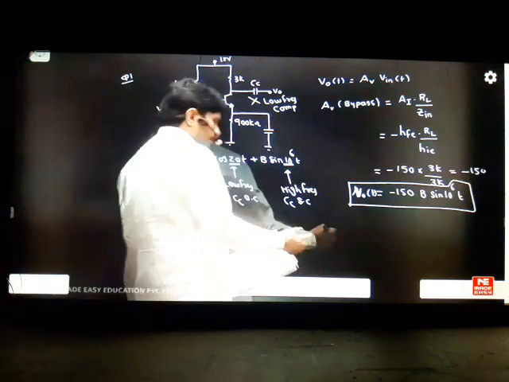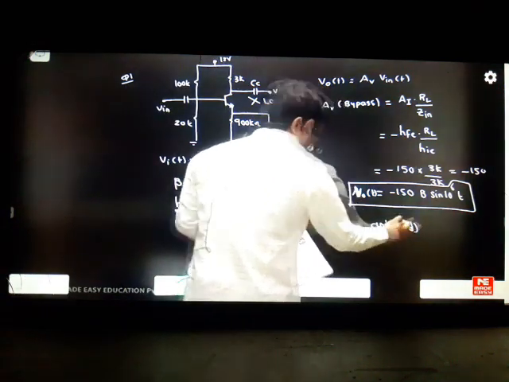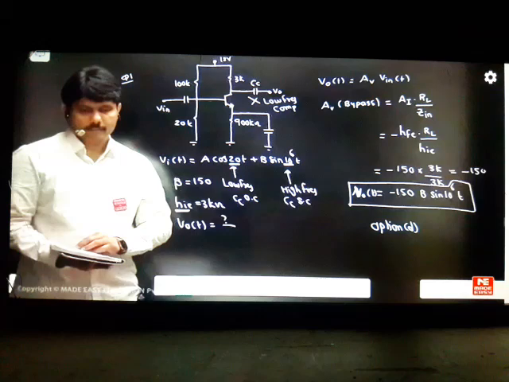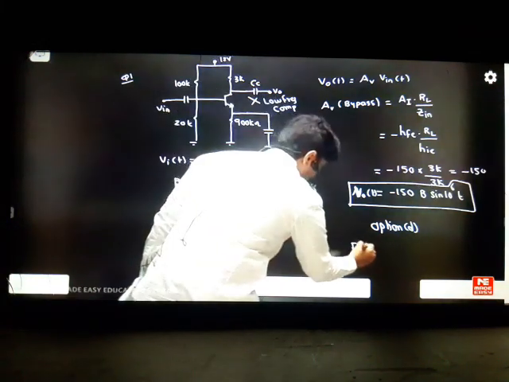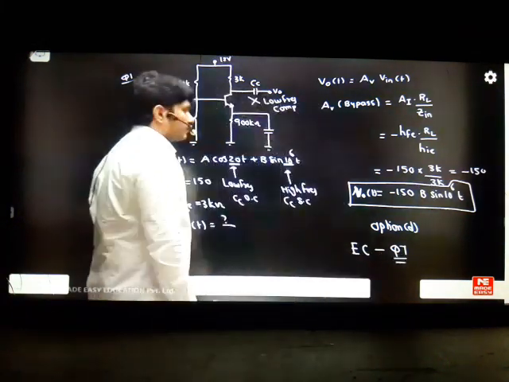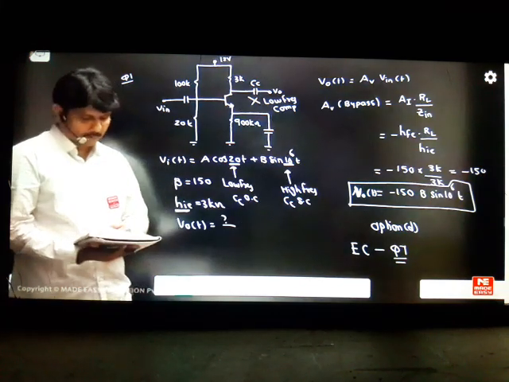So option D you can take as the answer. Option D is the correct answer. The first question I have done simply like this. It's question number 7 in the EC book. This question is concerned with EC book question number 7. Thank you. Let us start the second problem.